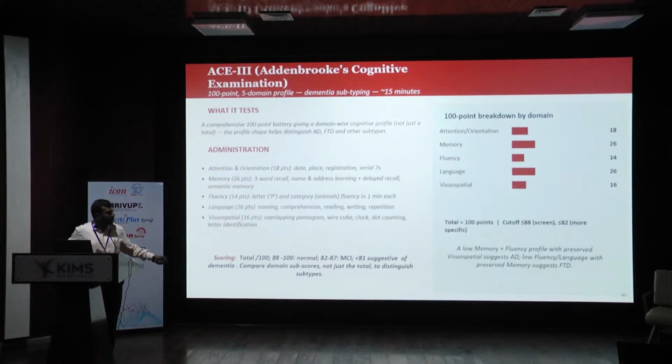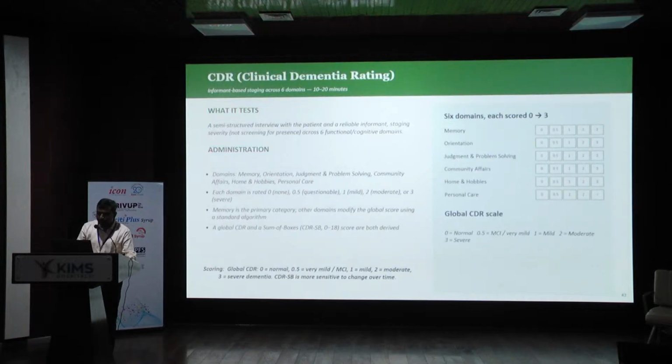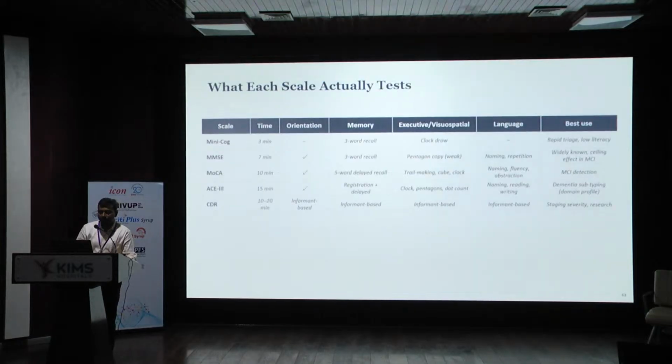If the memory is low and fluency is okay, then it mostly suggests Alzheimer's. If there is low fluency and language impairment with somewhat preserved memory, it shows FTD. If you have mostly visuospatial impairment with memory impairment, then we are dealing with some kind of posterior cortical atrophy. CDR just tells the severity. It doesn't tell us the domains.